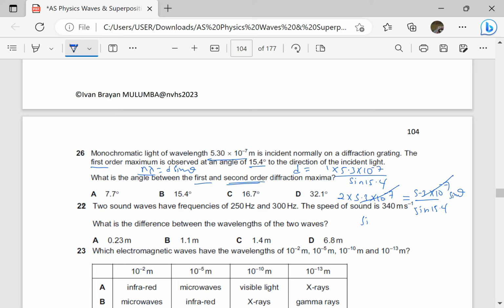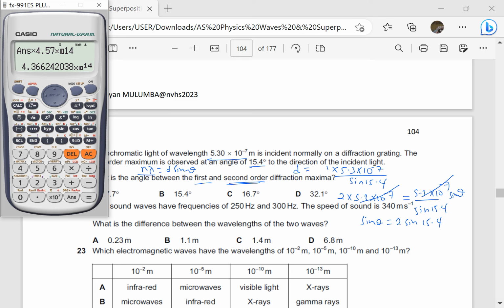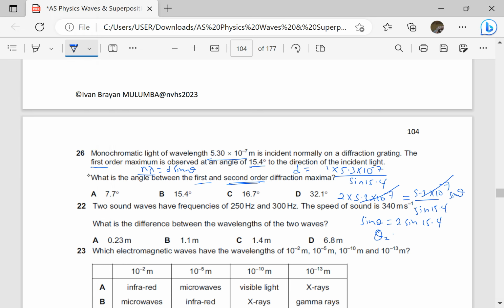So I have that sin θ is equal to 2 sin of 15.4. So I'm getting θ from 2 sin 15.4, and again I take the sine inverse of the answer, which is 32. So it means this θ2 is going to be 32 degrees. Theta 2 will be 32 degrees, but we want what's the angle between the first and the second order diffraction.